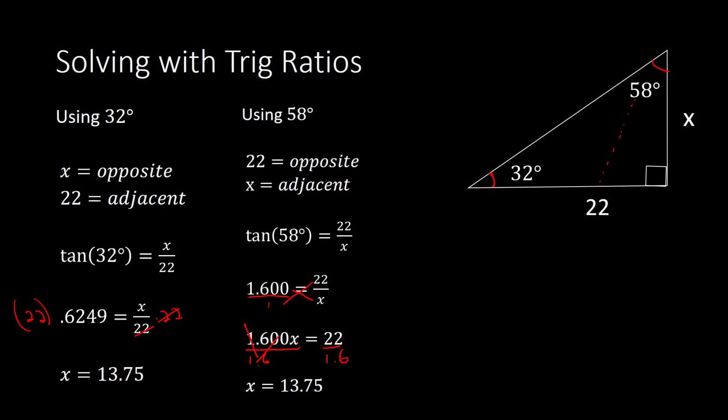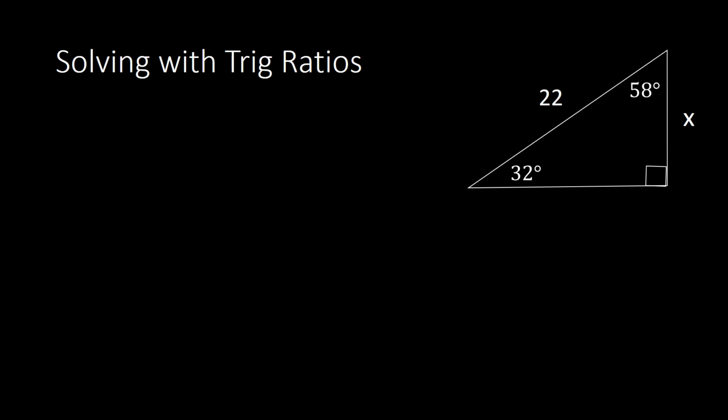So the next example, we have this picture given to us, and our objective is to solve for x. Now we can use any angle, but if we were to decide to use the 32-degree angle, what we can do is then use the fact that x is your opposite side and 22 is going to be the hypotenuse. It's across from the right angle.